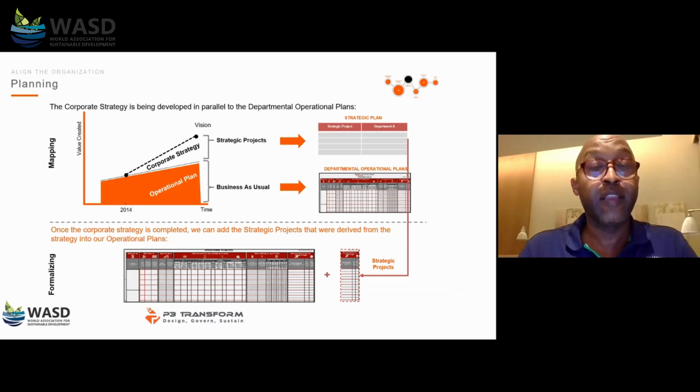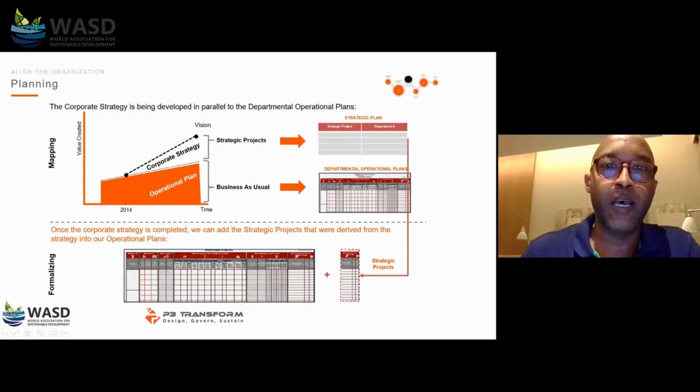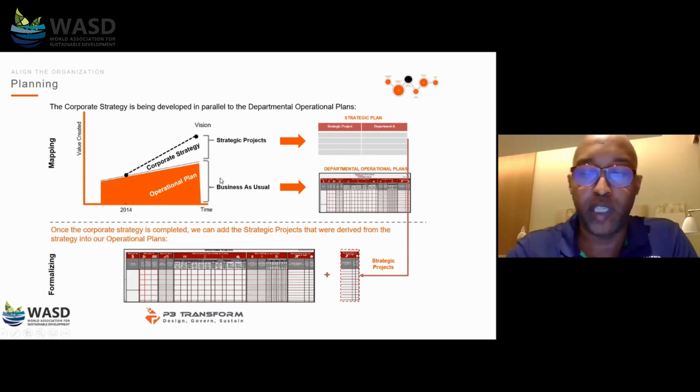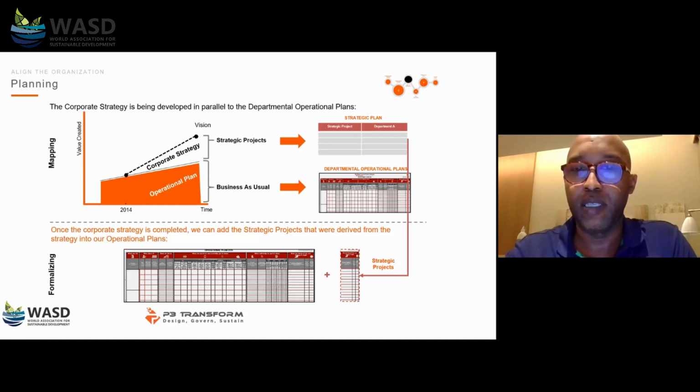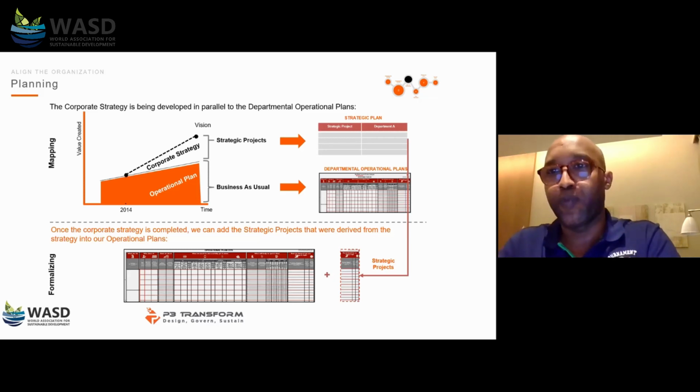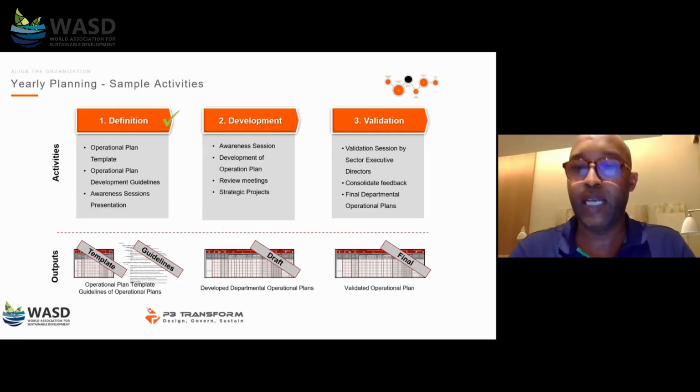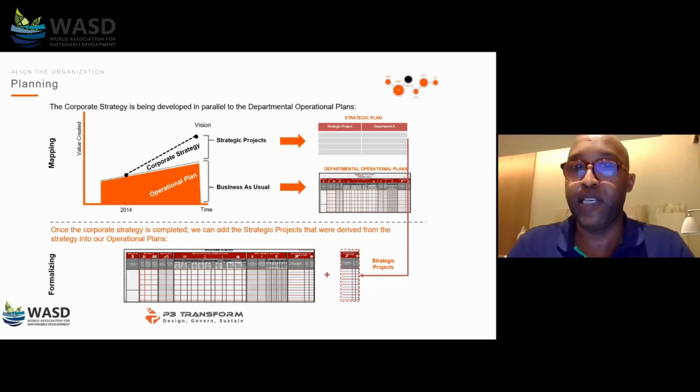So aligning the organization to deliver the strategy, normally there are various elements. Once we have a strategy, to really implement it, you can do two things in an organization. You could either be running initiatives or projects, or you could be doing things on a day-to-day basis, as part of your business as usual.